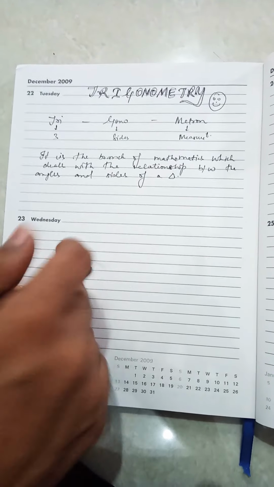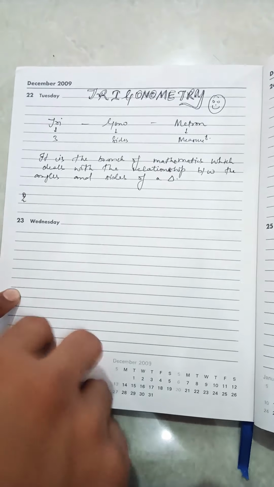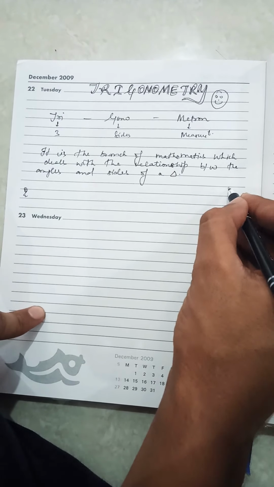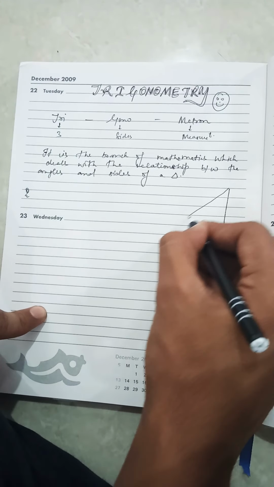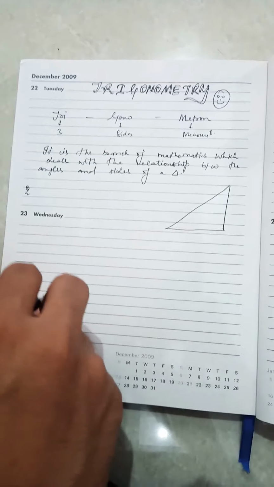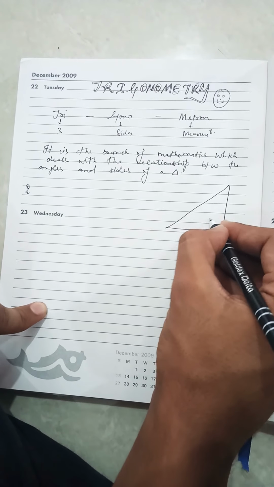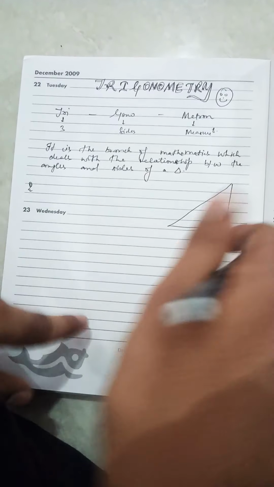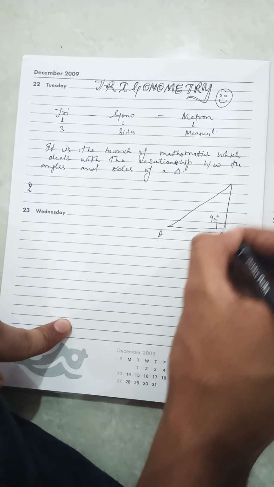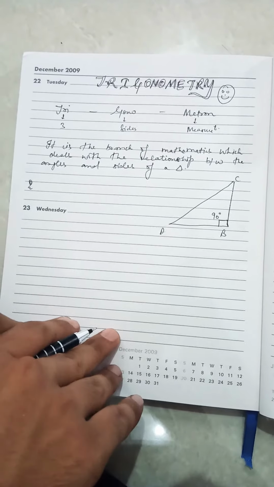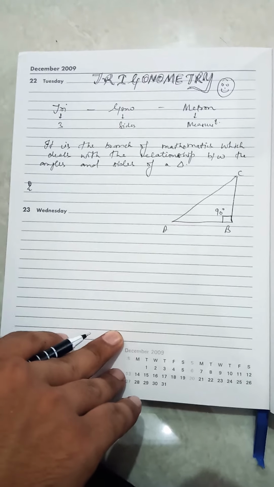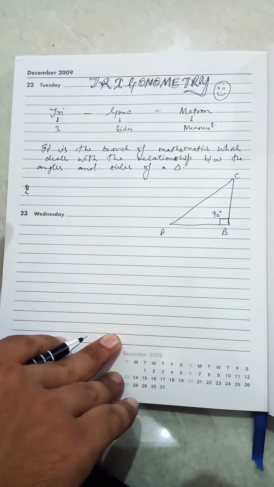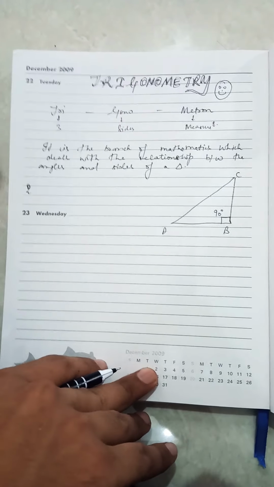Means in lower classes, our trigonometry study is confined to a right triangle. What is a right triangle? The triangle in which only one angle is 90 degrees, because not more than one angle can be 90 degrees. One angle must be 90 degrees. In lower classes, that is in our 10th class, we will confine our trigonometry study to a right triangle.